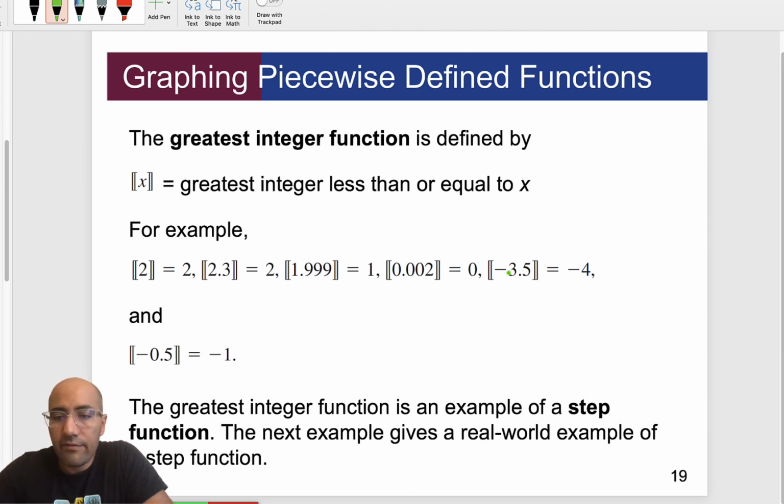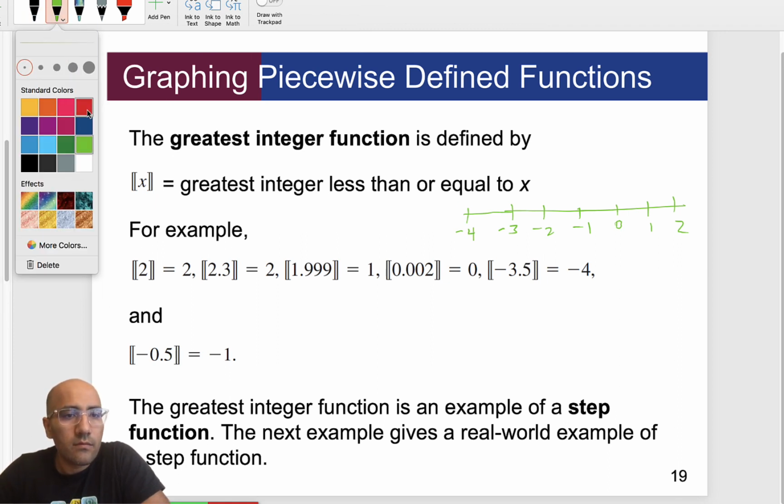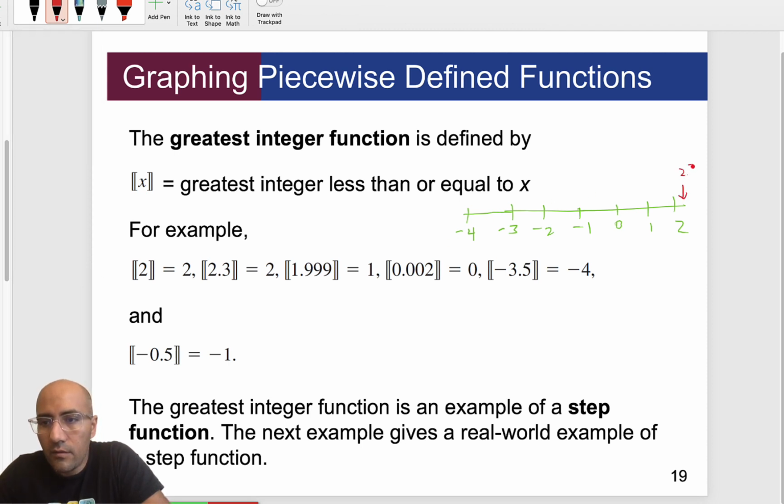So negative 3.5 on the number line. Right? So here is 0, here's 1, here's 2. So if, let's put negative 1, negative 2, negative 3, negative 4. So if we're looking at input values of 2.3, so here's 2.3 right over here, then when we apply it into the greatest integer function, this is going to give us a 2. It's the first whole integer to the left of that decimal value, right? The biggest integer that's smaller than this one.